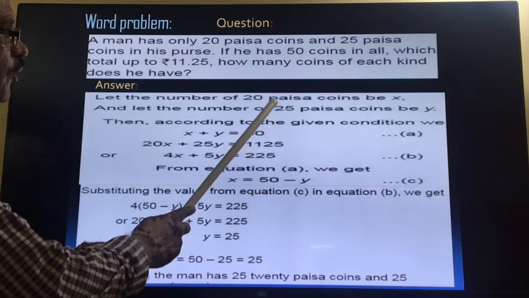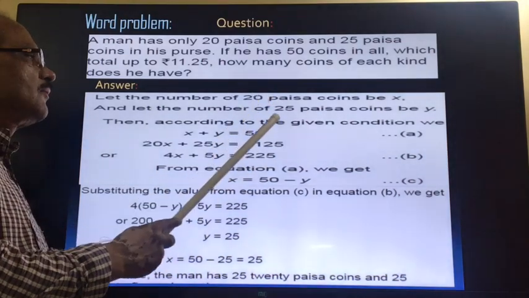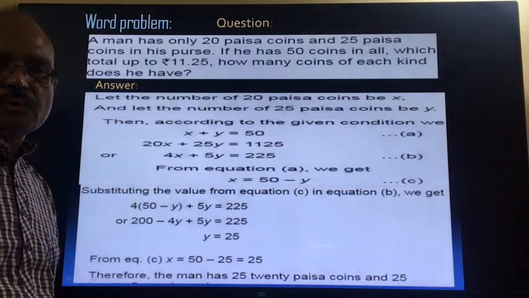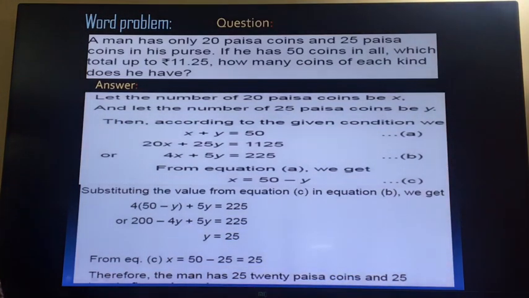So 20 paisa coins are 25 and 25 paisa coins are also 25. So the person has here 25 coins of 20 paisa and 25 coins of 25 paisa. So we got both the values by substitution method.